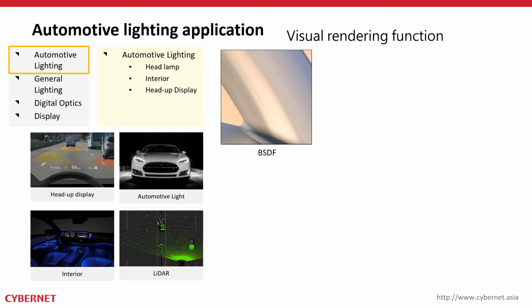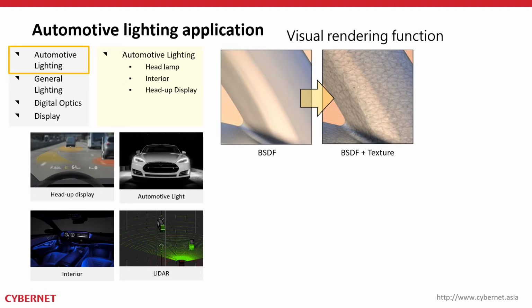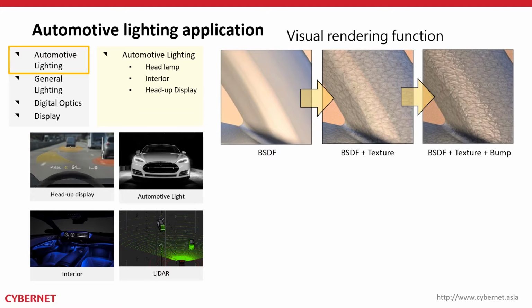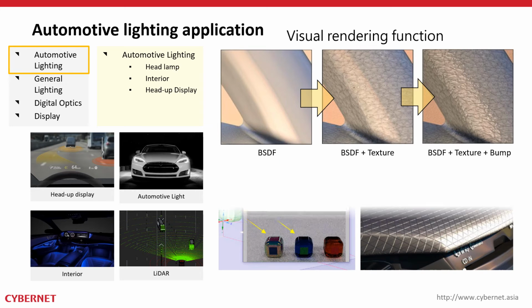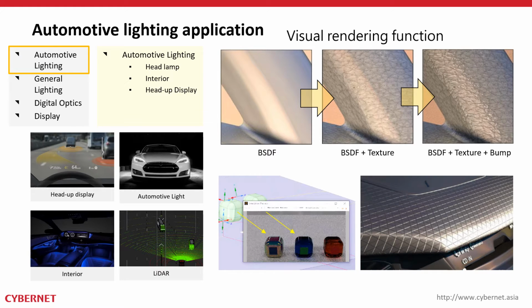Lastly, for automotive lighting applications, users will need the visual rendering function. Usually, a user makes a judgment at the BSDF level. In SPEOS, you can further enhance this by adding texture and bump for a near-real vision of the design. With this function, a user can check and confirm the environment of the light condition and minimize glare.